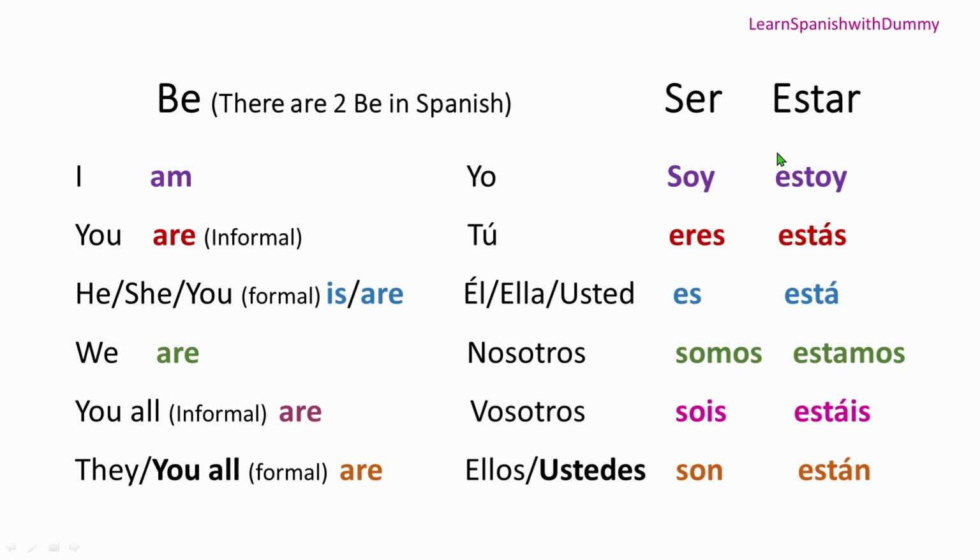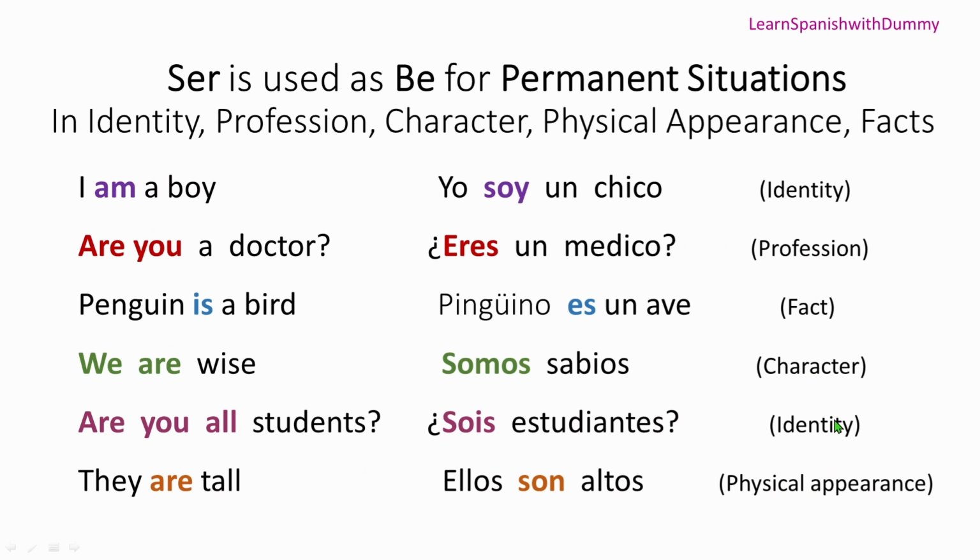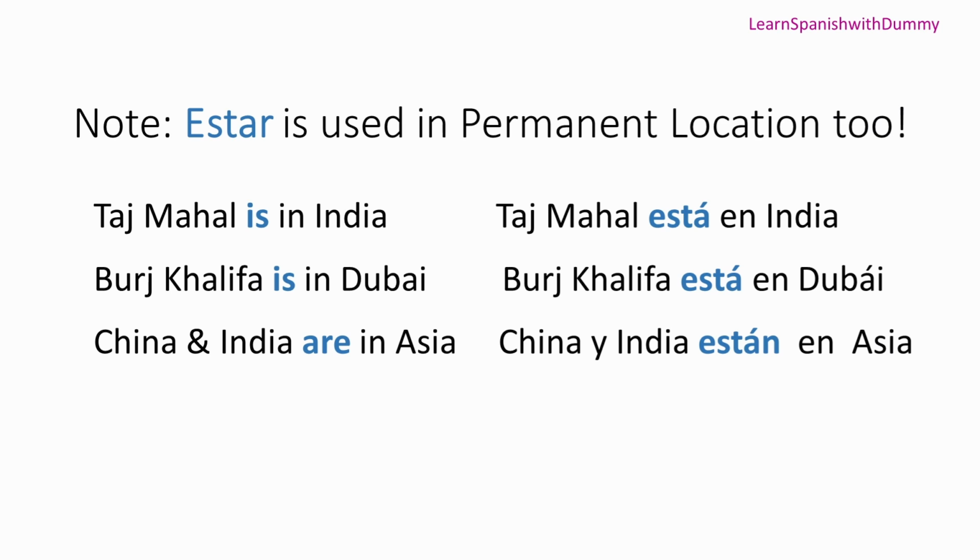Now I hope this conjugation is clear. Soy also means I am, estoy also means I am, but soy is for ser and estoy is for estar. All of this conjugation is for ser, and this is for estar. Both of them mean the same thing, but this is for permanent situations, and this is for temporary situations. So just remember them well. Estar is also used for permanent locations. As I told you, if I say Taj Mahal is in India, that's a location. Taj Mahal está en India.